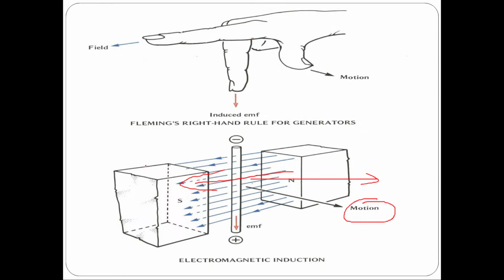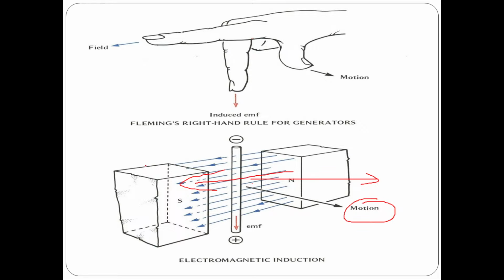See, one more image is here. This is the north pole and south pole, and this is the motion of the conductor. If this is the direction of the magnetic field, then perpendicular to it voltage will be induced. So the direction in which EMF is induced in the conductor or the coil in the DC generator can be obtained by Fleming's right hand rule.